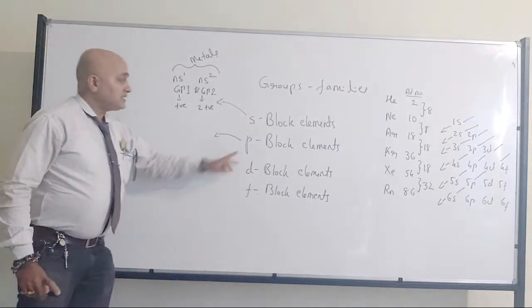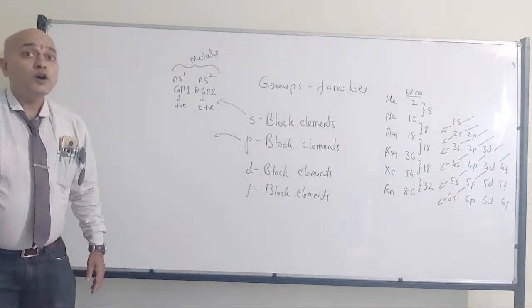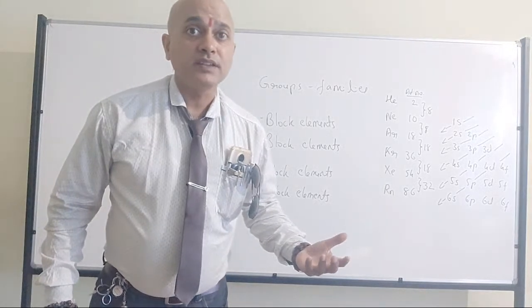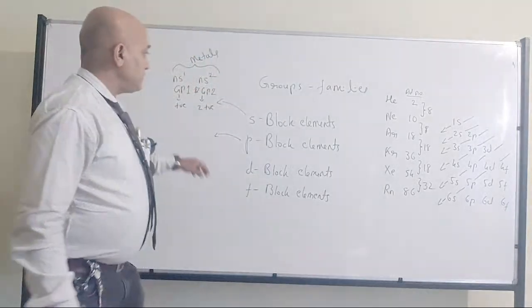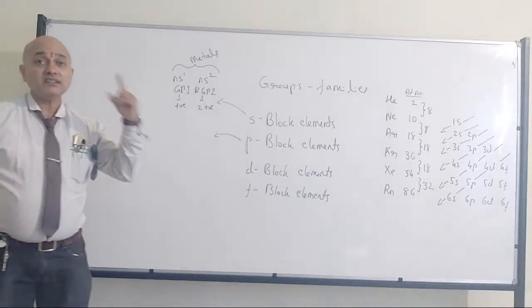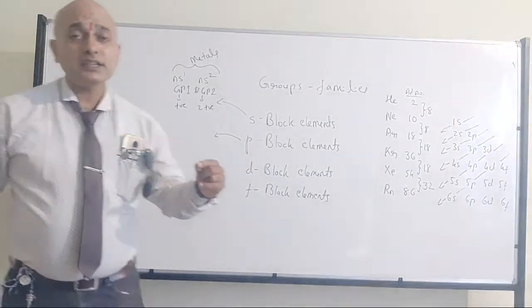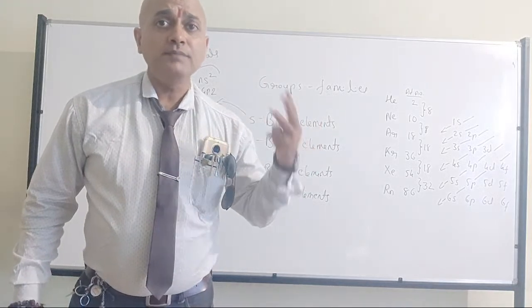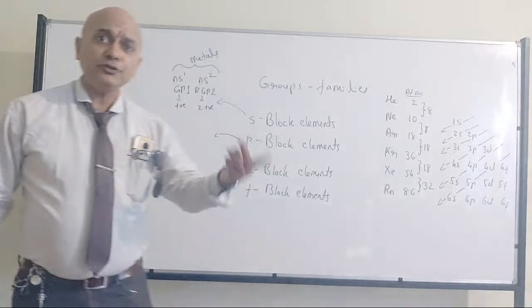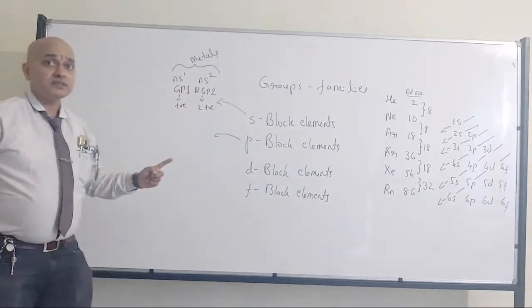Now when it comes to P block, how many electrons can be accommodated by the P subshell? Total how many electrons will be accommodated by the P subshell? It will be 6 electrons, because the P subshell has 3 orbitals. Each orbital can accommodate a maximum of 2 electrons. So 3 into 2, 6 electrons.